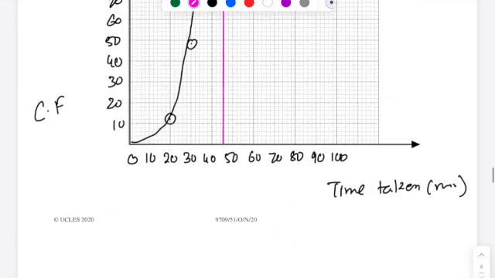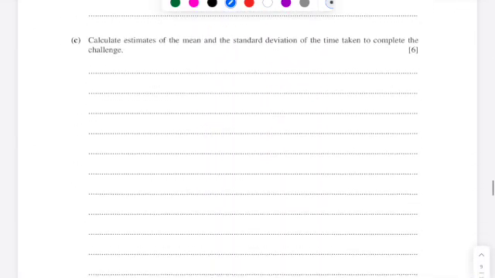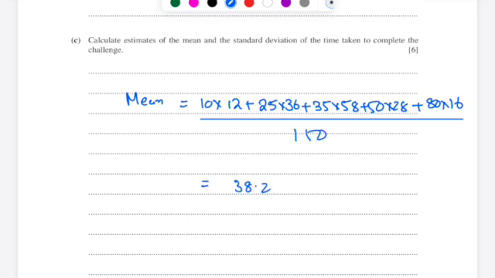Calculate the estimate of the mean and the standard deviation for this one. First of all, I have to calculate the frequencies. Frequencies will be 12, 36 (48 minus 12), then 58, then 28 and 16. So how do I calculate the mean? Mean is going to be 10 times 12 plus 25 times 36 plus 35 times 58 plus 50 times 28 plus 80 times 16, total divided by 150. Simplify that, you should be getting 38.2.